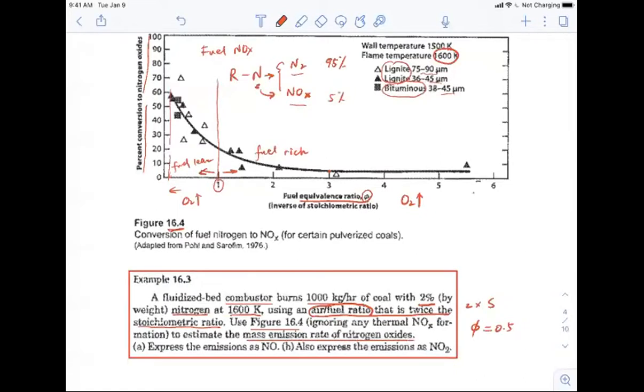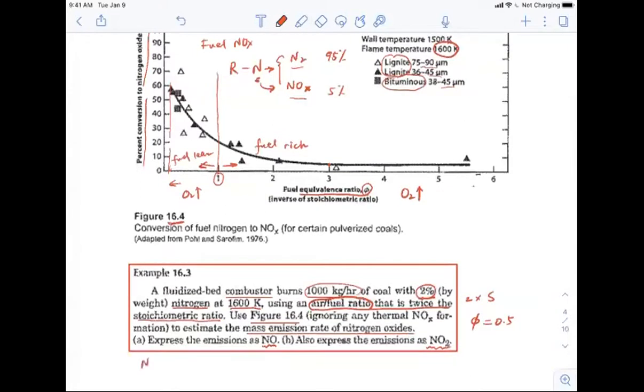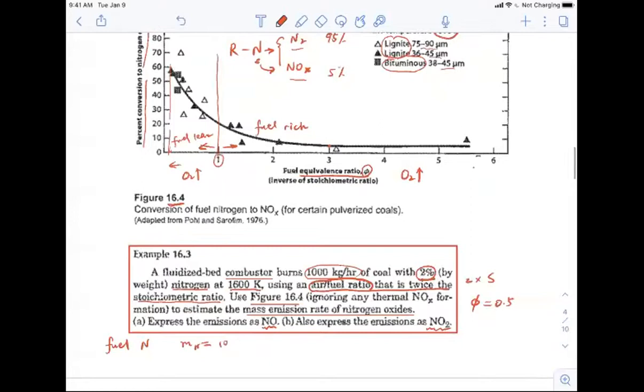Okay, so it wants us to either express the emission as nitrogen monoxide or express the emission in nitrogen dioxide. So how do we do that? If we have the coal mass consumption rate, that's 1,000 kilograms per hour, and we know the mass percent, we can first calculate the nitrogen that's contained in the coal. This is fuel nitrogen. That's going to be 1,000 multiplied by 2%, which is 20 kilograms per hour. So this is all the nitrogen that's contained in the coal.